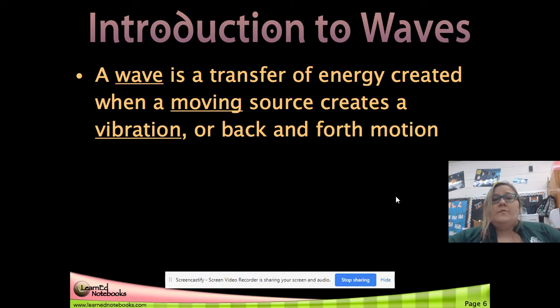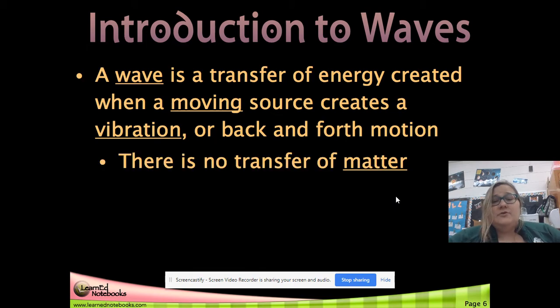Okay. So first of all, a wave is a transfer of energy, created when a moving source creates a vibration. Vibration is just that back and forth motion. It is not transferring matter. It's like I'm hitting my desk. I'm making sound waves. You can hear them. No pieces of my desk flew off. They're still all together because matter is not moving.